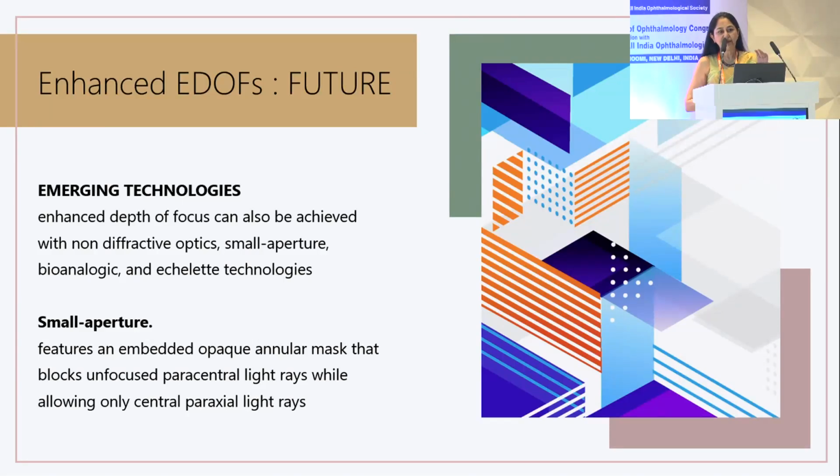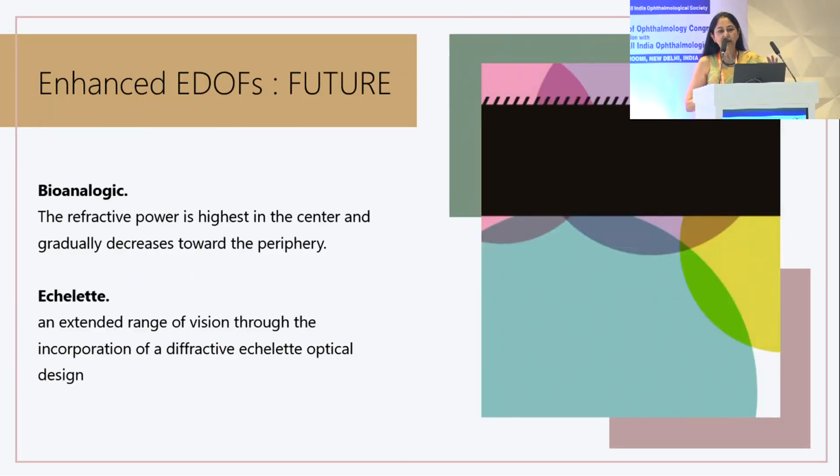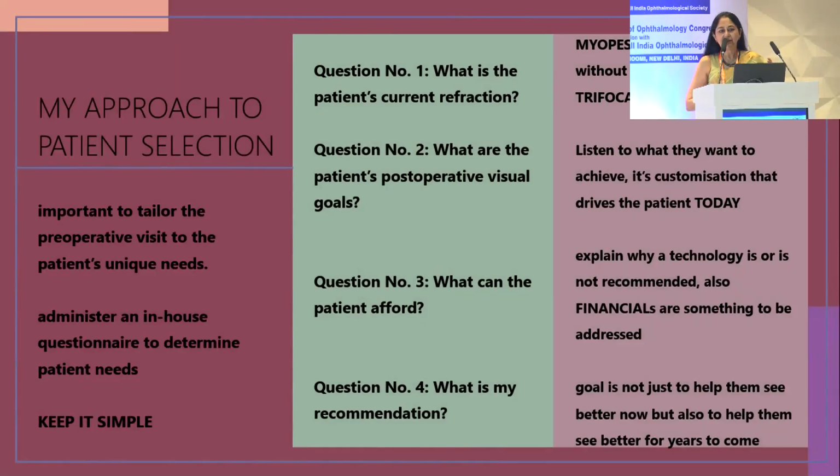So allowing the central path, which is going to give you the distance vision. Then the bioanalogical, analogic type of EDOFs, the refractive power is highest in the center and gradually it tapers off on the periphery. The echelette design is also there, which has the incorporation of the diffractive echelette optic designs. So try and understand what exactly is there in these EDOF lenses.